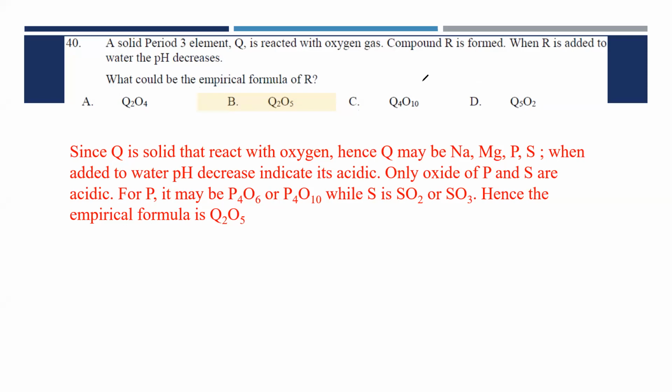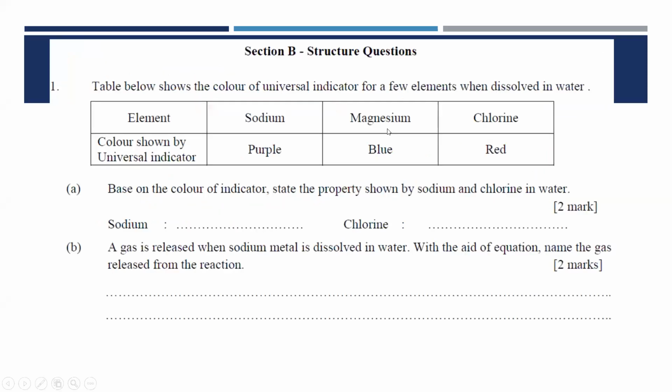Immediately we go to the structure questions, shall we? Structure question number 1, the table below shows the color of the universal indicator for a few elements when dissolved in water: sodium, magnesium, and chlorine. Sodium shows that it is very basic. Blue color shows that it is basic but not very. And chlorine is red, showing that it is acidic.